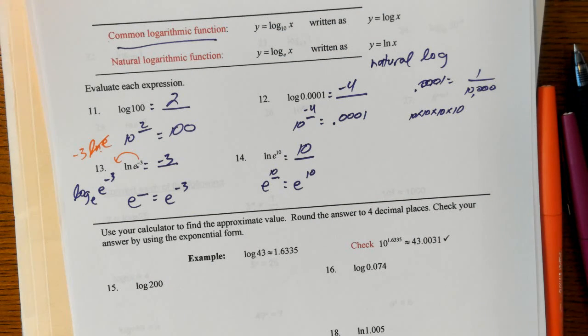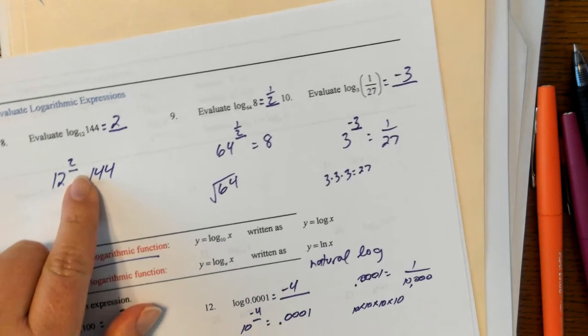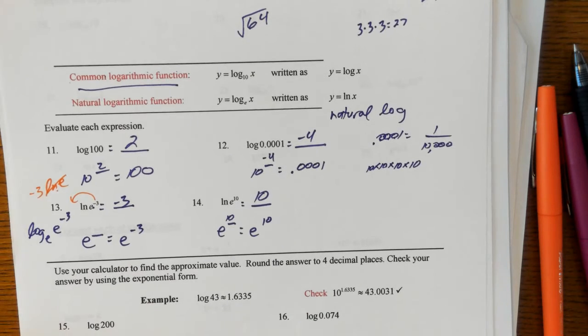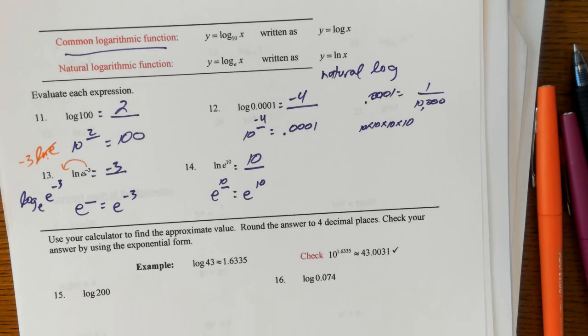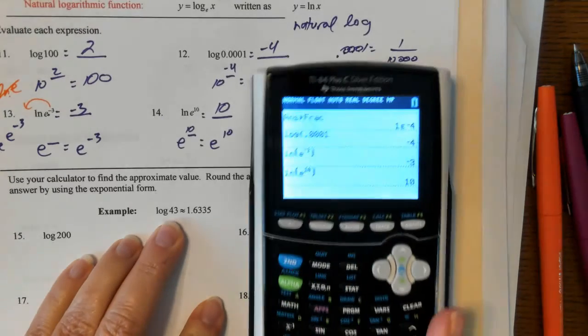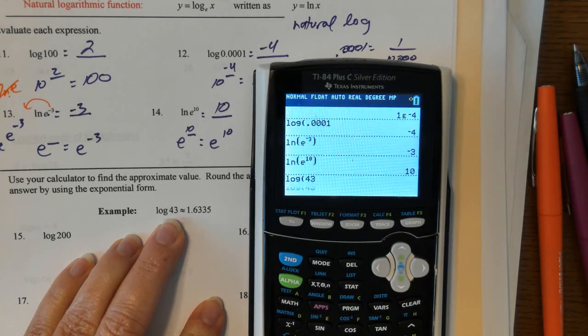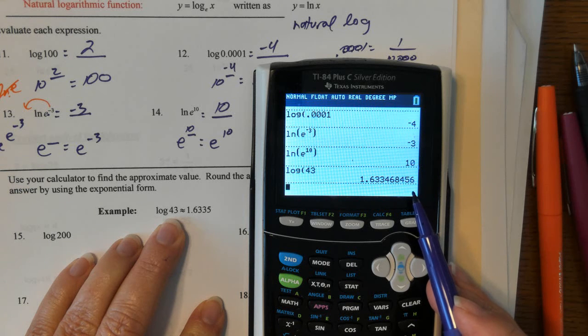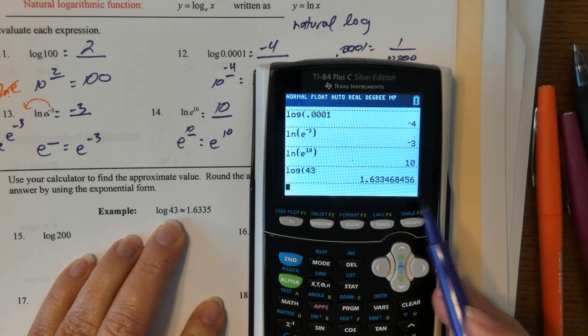Okay? We can also work with our calculators. So far, all of the examples have worked out nice, like 12 squared was 144, 64 to the 1/2 was 8. But sometimes it doesn't work out so nice. Sometimes the numbers come out a little messier. For instance, log 43. Okay, if I just type log 43 in my calculator, it's a terrible, horrible decimal. And really, it goes past the 6 that they gave us. My calculator just ran out of room.